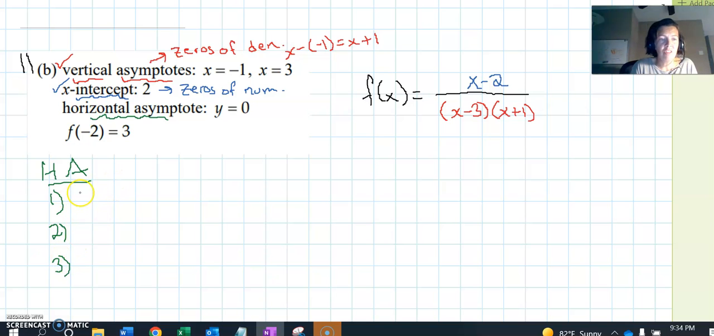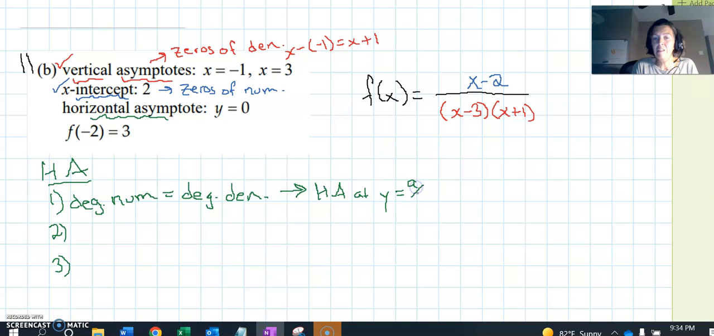You can consider the scenario where the degree of the numerator is equal to the degree of the denominator. You can think of that as a balanced rational expression, same degree on the top and bottom. When you have that same degree on the top and the bottom, then you have a horizontal asymptote at y equals a over b, where a and b are the leading coefficients. This is the ratio of the leading coefficients. I'm going to abbreviate here. So that's when you have same degree top and bottom.